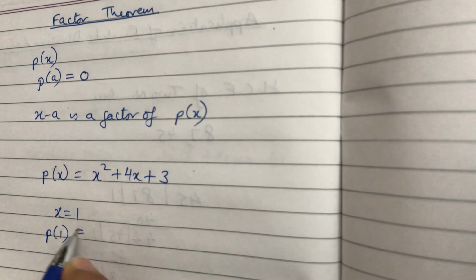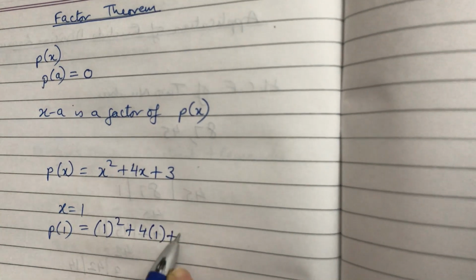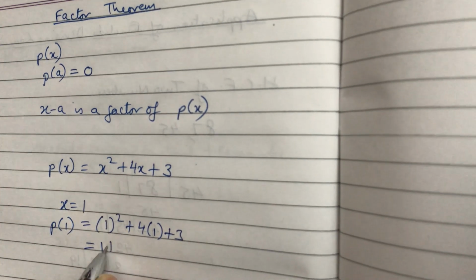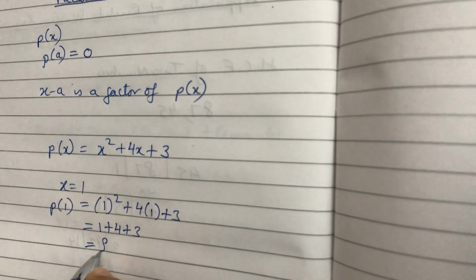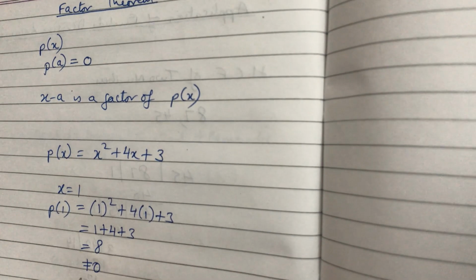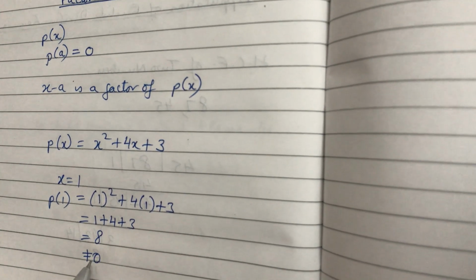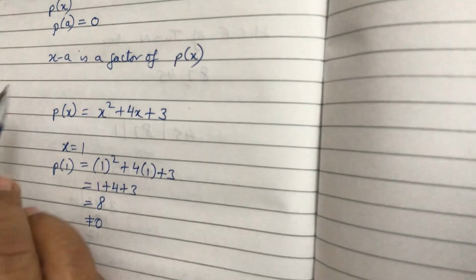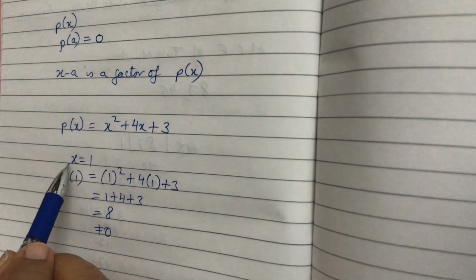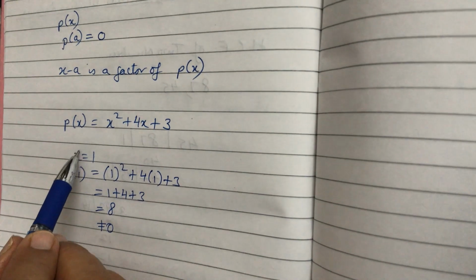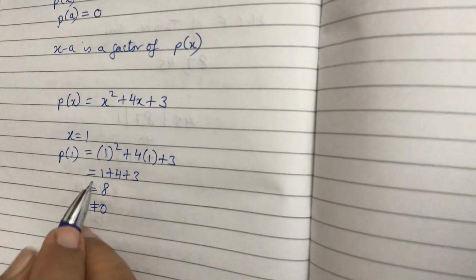I take x equal to 1. So this is 1 square plus 4 into 1 plus 3. This is 1 plus 4 plus 3, which is equal to 8, not equal to 0. That means x equal to 1 is not a 0 of the polynomial. So x minus a is not a factor, in this case x was equal to 1. I transpose the 1 here. x minus 1 is not a factor of the polynomial.